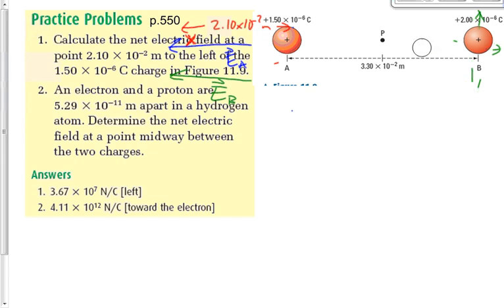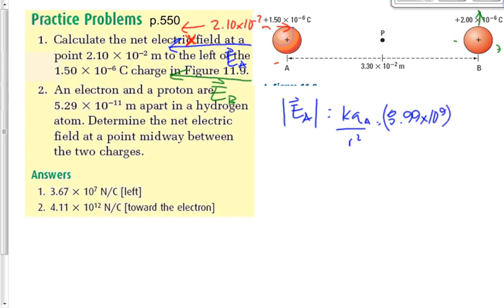Let's get rid of these, because all we care about really is the field way over here as a result of charge B. Both of these are in the same direction. That means when we get the numbers, we're going to simply add them up. Usually we make them negatives because they're to the left, but it doesn't really matter. Okay, let's get EA. kQA over r squared. 8.99 times 10 to the 9 times QA, which is 1.5 times 10 to the negative 6, divided by the distance, which is 2.10 times 10 to the negative 2. And then we've got to square that.